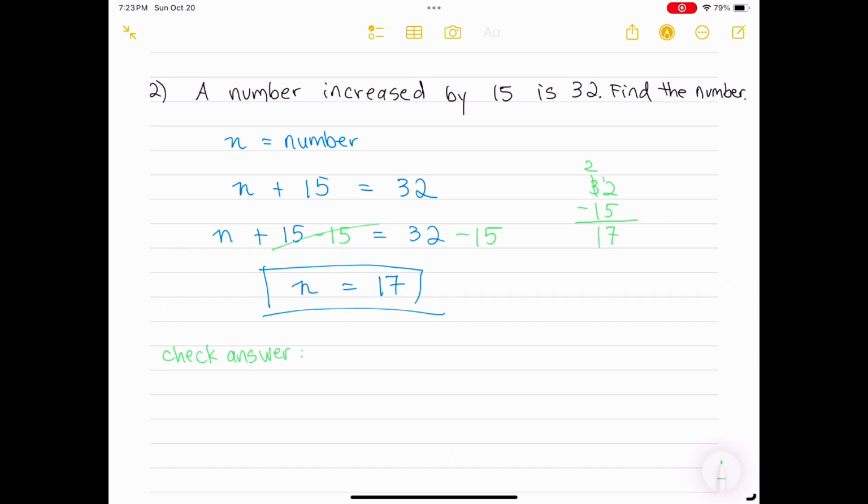Now we check our answer with the original equation, n plus 15 equals 32, and we substitute our solution 17 for n. So then we have, does 17 plus 15 equal 32? And I do that calculation on the side. 17 plus 15 does indeed equal 32. Therefore, the solution, n equals 17, is correct.